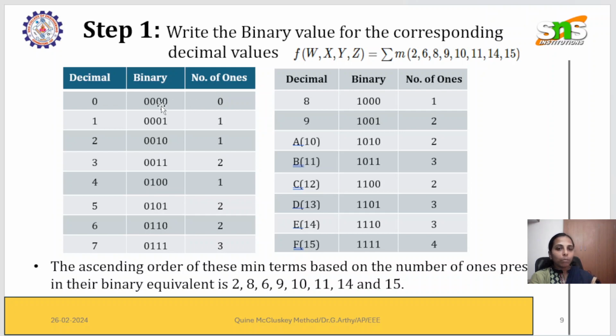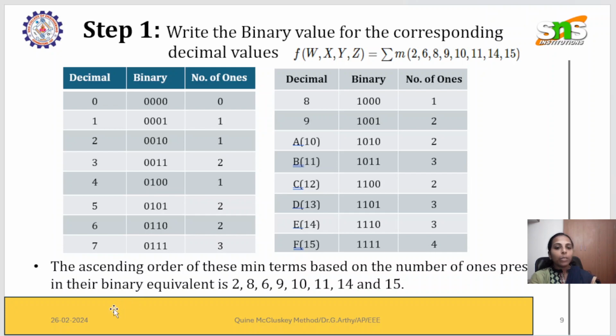Here no ones are there, so it is 0. Here the number of ones is 1, so it is 1. Here the number of ones is 1, so it is 1. Here the number of ones is 2, and so here I have mentioned 2. Similarly, here the number of ones is 3, and so here it is 3. Similarly, here the number of ones is 4, and so here I have mentioned 4. Similarly, we have to convert the decimal minterms into equivalent binary and find the number of ones from the binary.